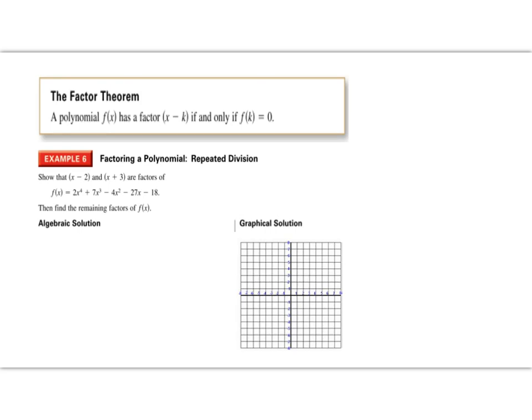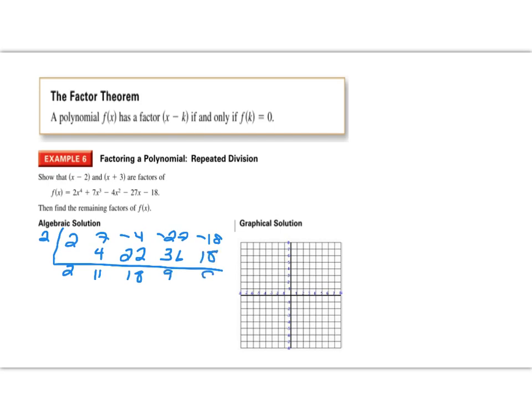Okay, so we're going to go to this next one here. So what I'm going to do is I'm going to set this up. 2, 7, -4, -27, and -18. And I'm going to do my first one, which would be 2. So 2 is 4, which is 11, which is 22, which is 18. And this is 36, which makes this 9, which makes this 18, which is 0, which means that is a factor.